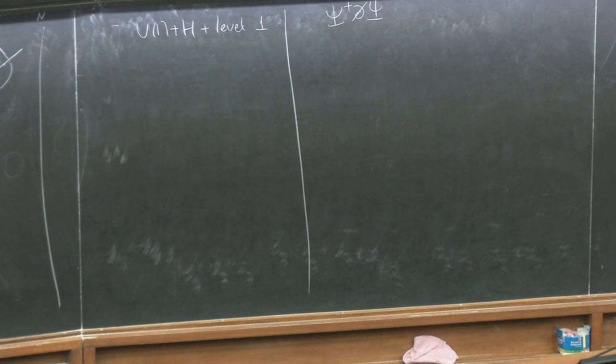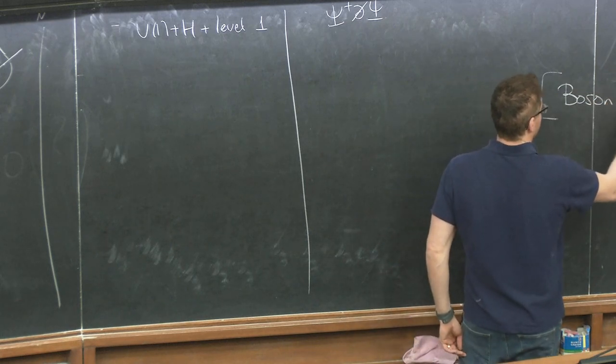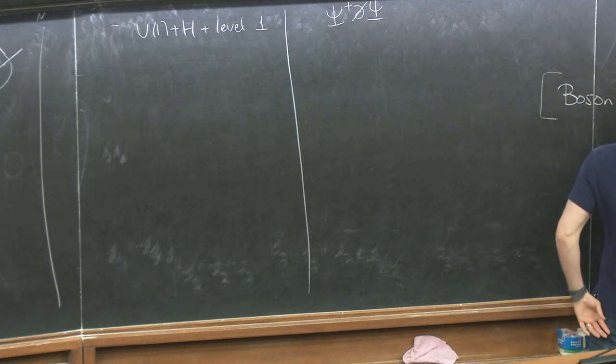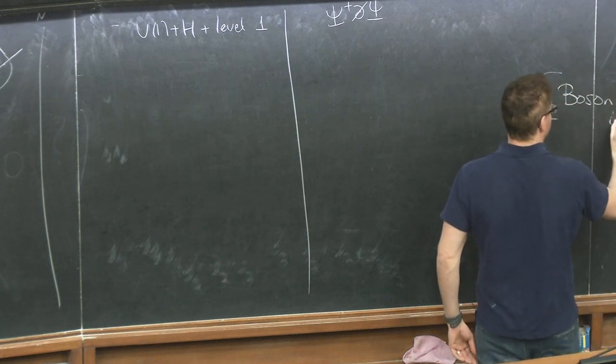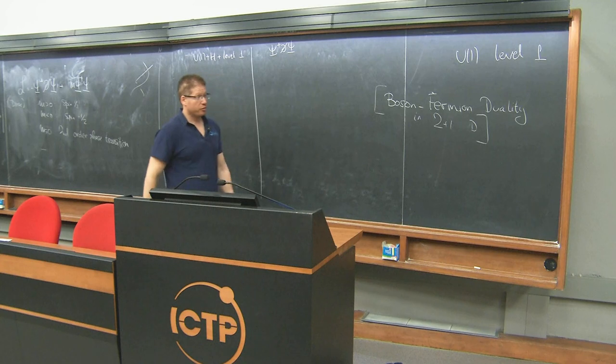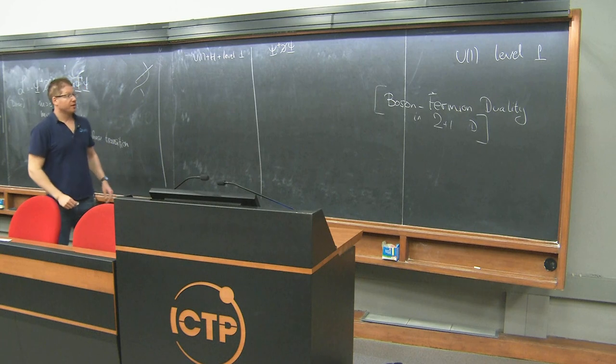So this is like a new particle vortex type duality, but it's much more surprising than the previous one. It's even more surprising than the previous one because it's a boson fermion duality. So this is like a bosonization duality in 2 plus 1 dimensions. You might have heard about bosonization in 1 plus 1 dimensions, and this is a generalization to 2 plus 1. So let's write the dictionary.